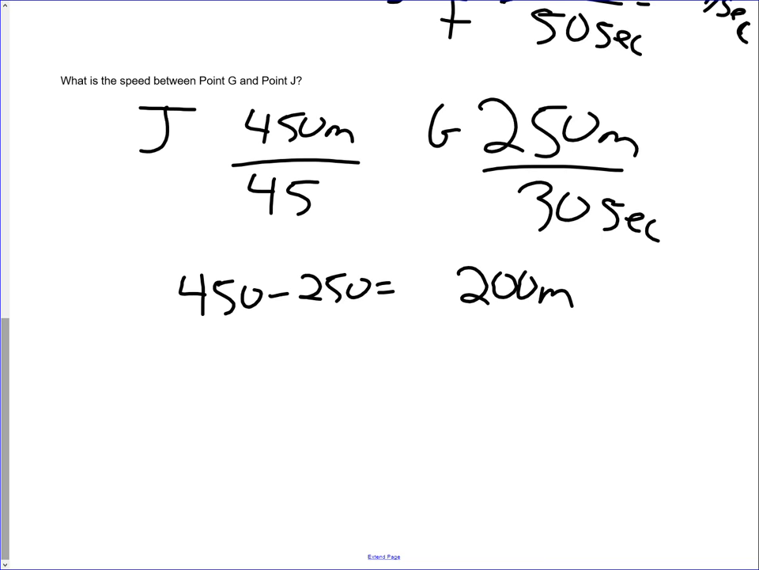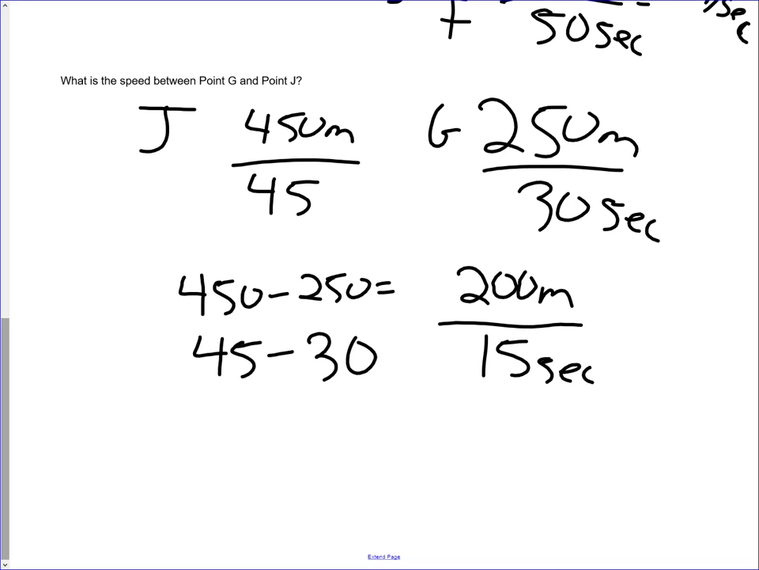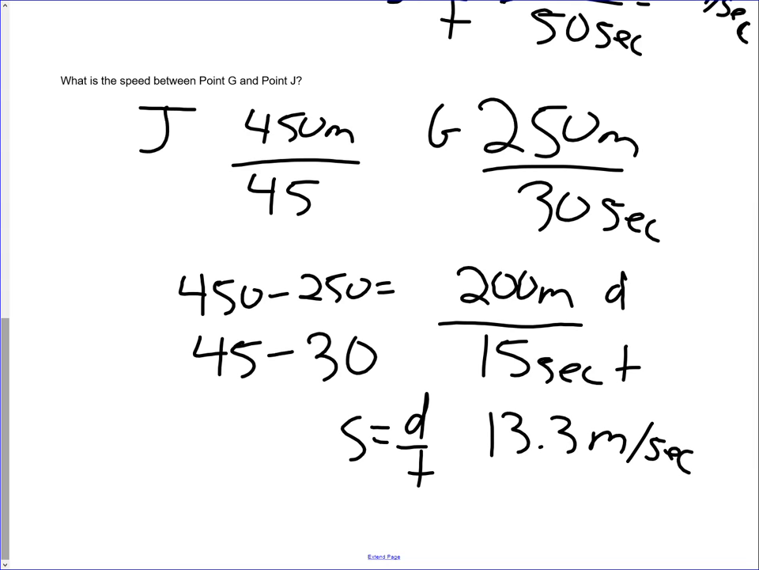All right, and then we're going to subtract our time. So we have 45, right? 45 seconds minus 30 seconds. All right, so that's going to be 15 seconds. Okay, so we have this already. It's set up now. So we have S equals D divided by T, right? This is our distance, right? This is our time. So we'll divide those numbers. So if we do 200 divided by 15, we're going to get 13.3 meters per second.